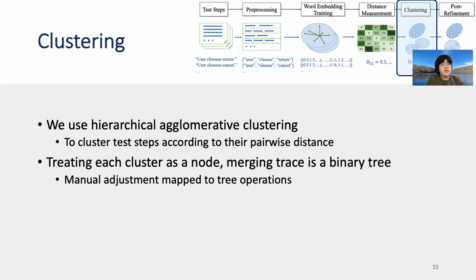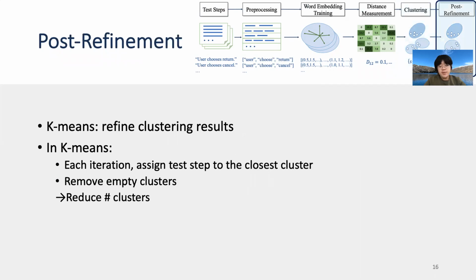To further improve the cluster results, we then use the k-means method to do post-refinement. The k-means is a common clustering approach. In each iteration, k-means assigns each test step to its closest cluster. During each iteration, we consistently remove the empty clusters so that we could reduce the number of clusters. We repeat the process until no test step had their cluster assignment changed.